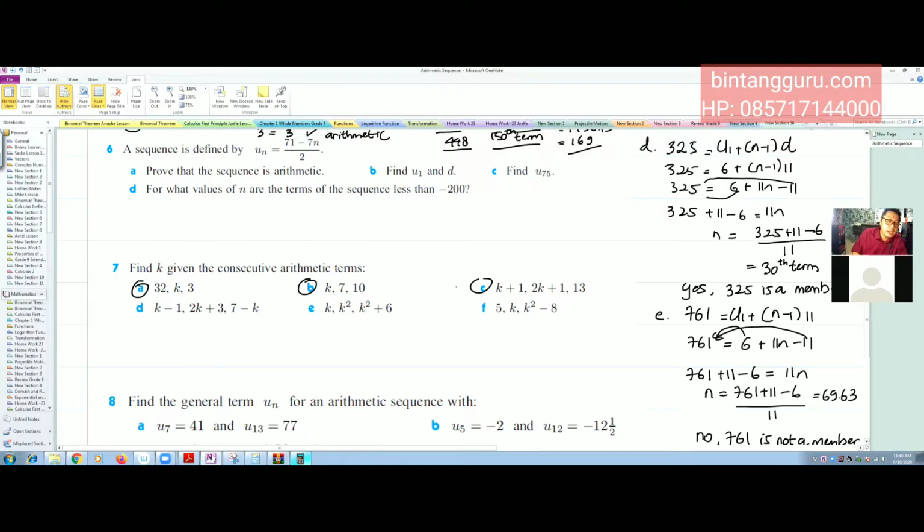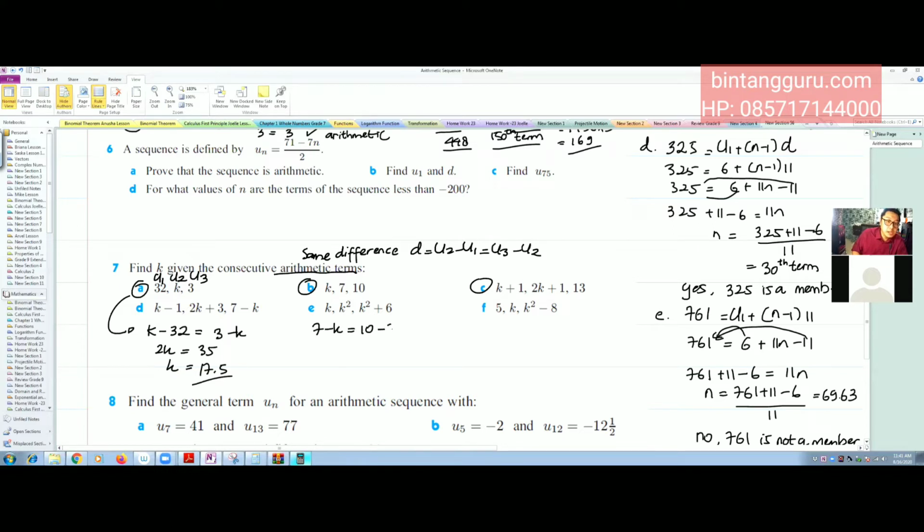We have to find the K given that the consecutive arithmetic terms are these three. Basically, we have to use the arithmetic common difference. It means U2 minus U1 equals U3 minus U2. So K minus 32 equals 3 minus K. So 2K equals 35, so K equals 17.5.